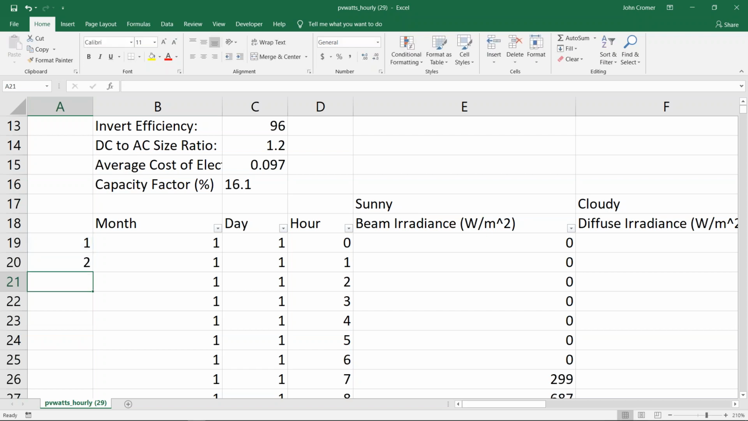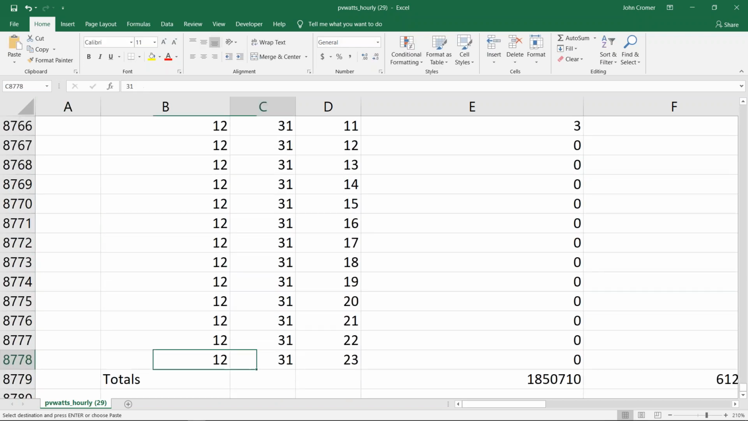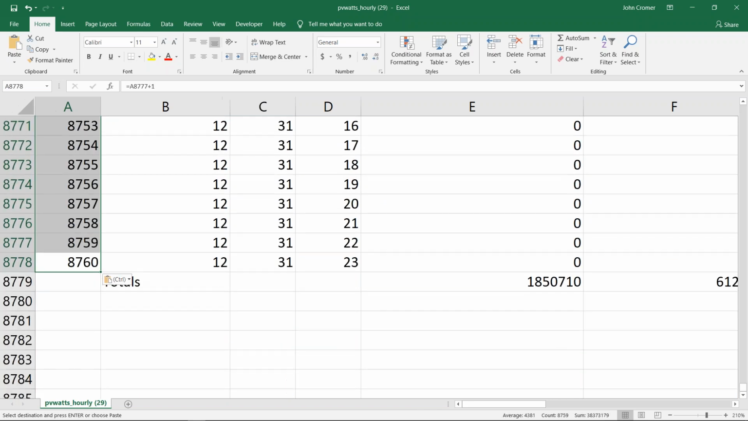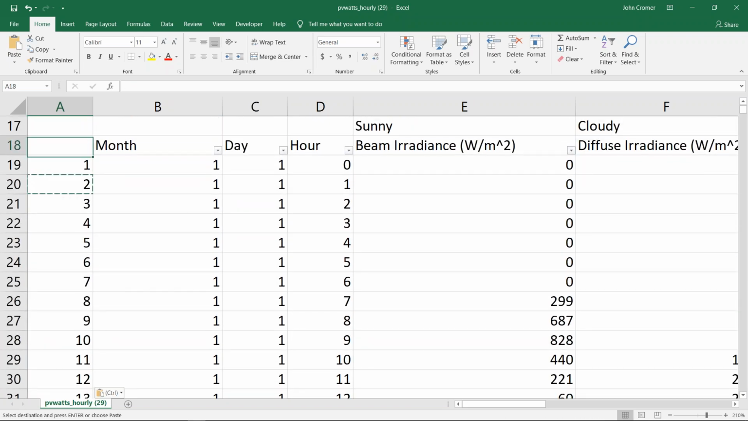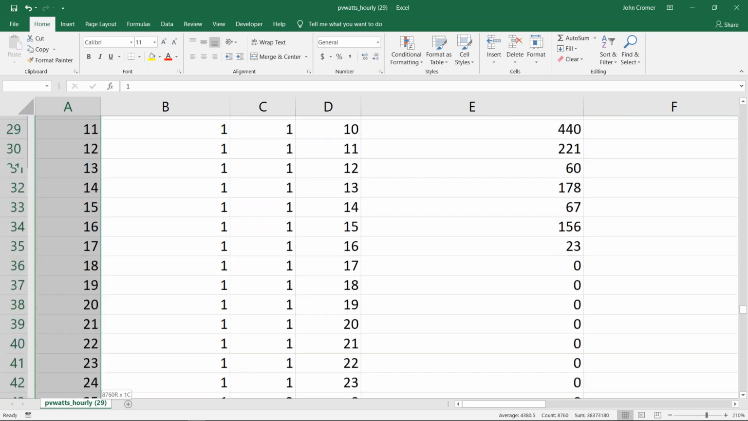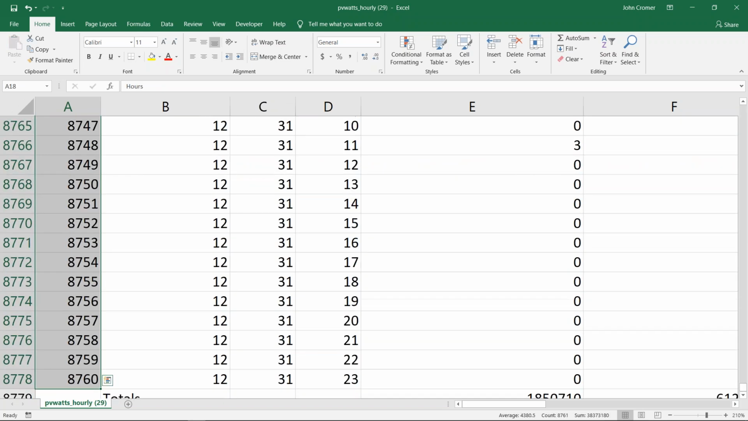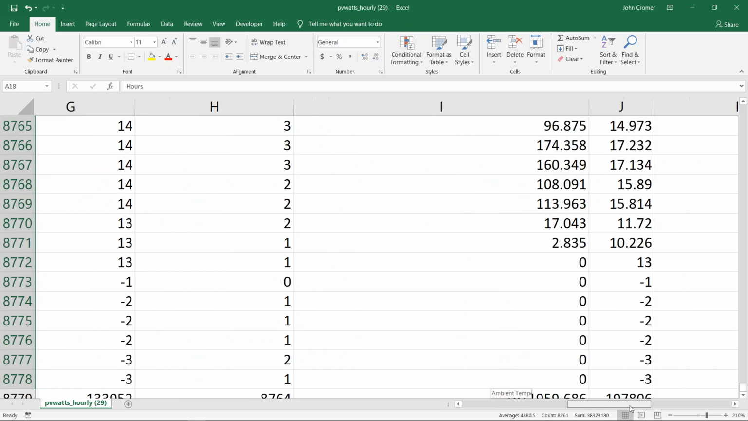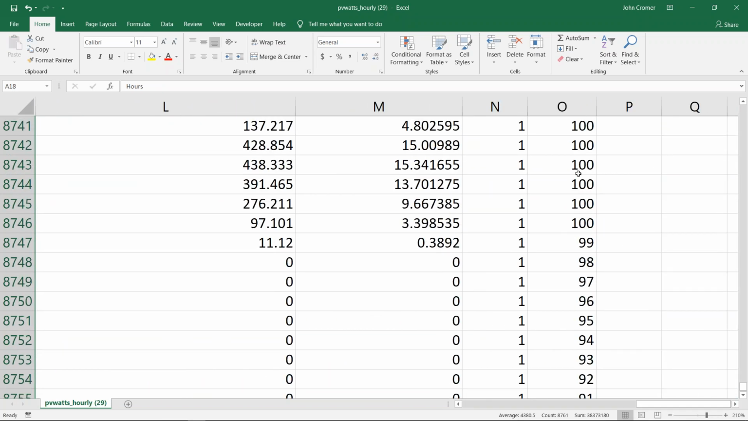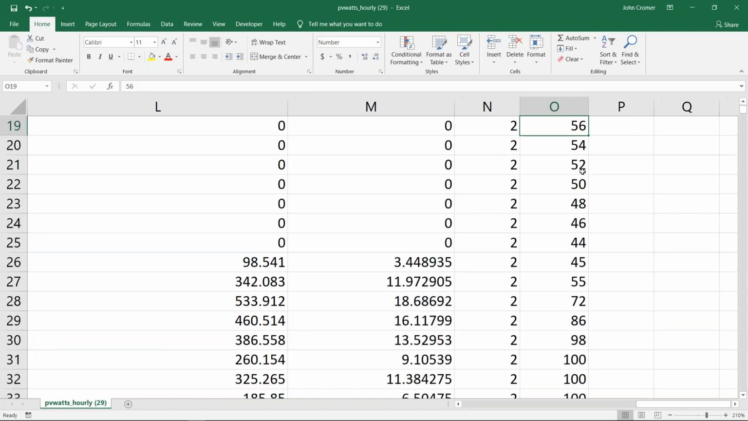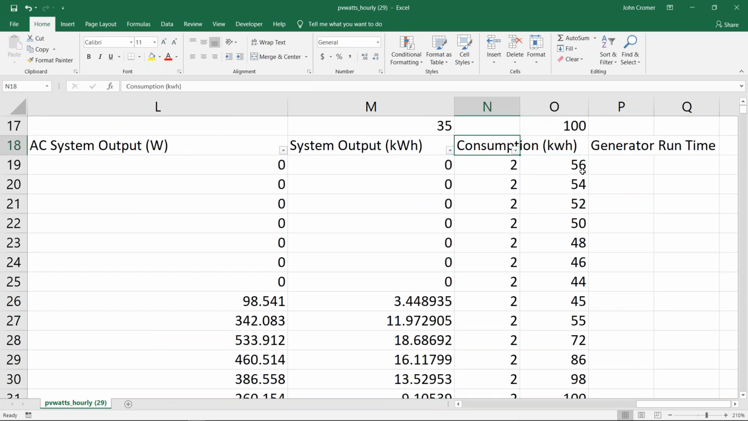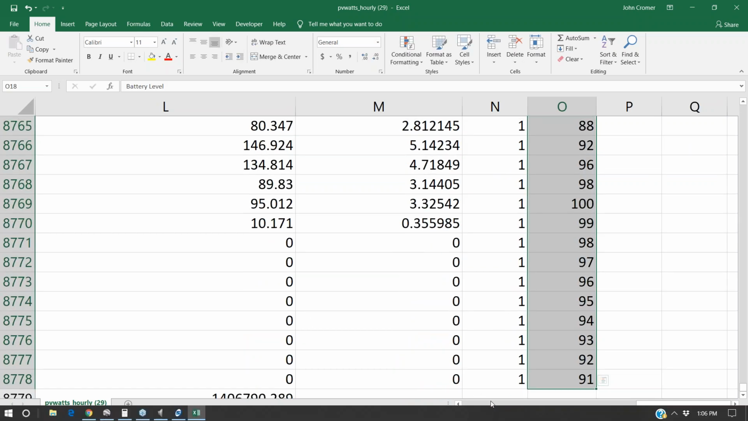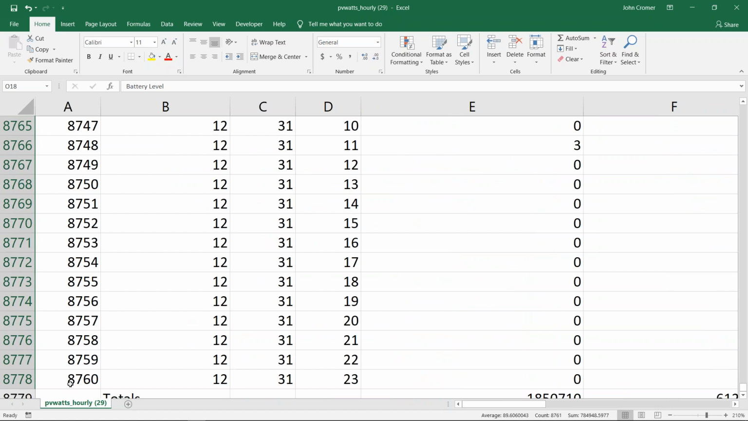What we're going to do now is create our chart for every hour of the day and every month of the year. We're going to chart this x-axis here, and we're going to chart our battery bank state of charge here. Yeah. So just bear with me.